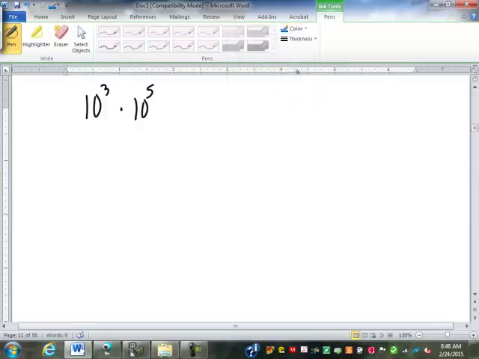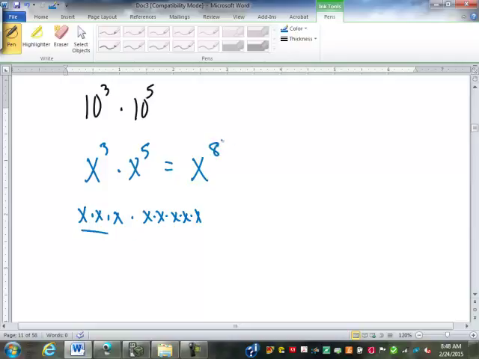Now I could multiply these out and make that 1,000 times 100,000, multiply them out that way. But it's nice to be able to work with the powers. We briefly looked at what happens when you have x to the 3rd times x to the 5th. What do we get? Well, x to the 3rd is 3 x's multiplied together. X to the 5th is 5 x's multiplied together. If we multiply them all together, how many x's do we have? 8 of them, right? 3 and 5 makes 8. There's a total of 8 x's multiplied together.